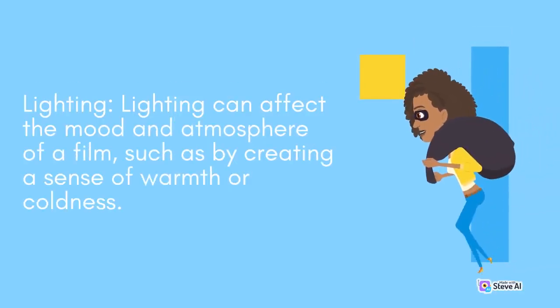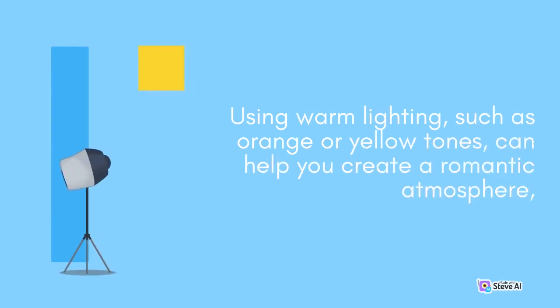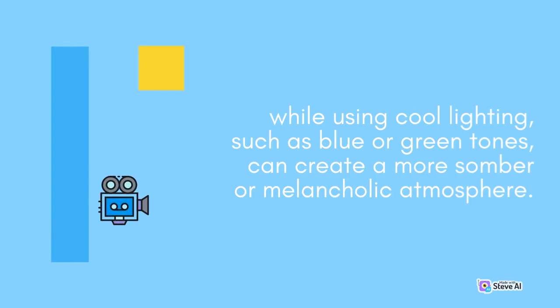Lighting. Lighting can affect the mood and atmosphere of a film, such as by creating a sense of warmth or coldness. Using warm lighting, such as orange or yellow tones, can help you create a romantic atmosphere, while using cool lighting, such as blue or green tones, can create a more somber or melancholic atmosphere.